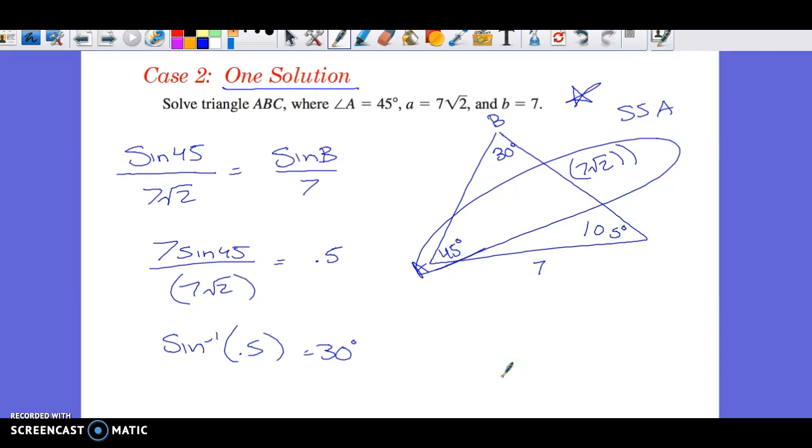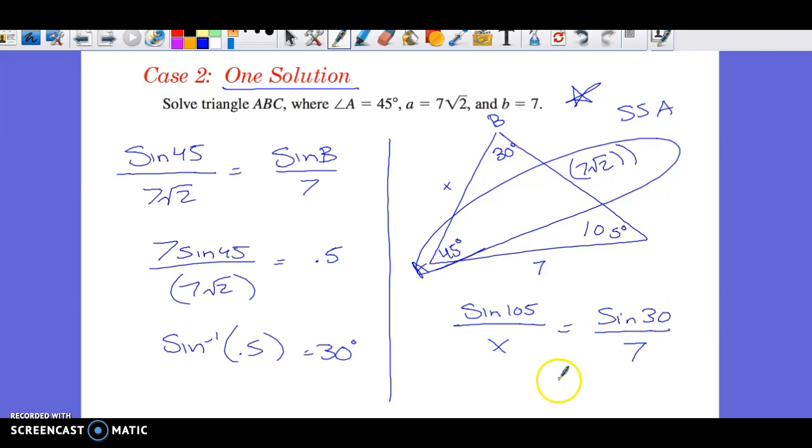And I could do another law of sines problem to actually find this missing piece. Sine of 105 over x equals sine of 30 over 7. I could still use sine of 45 over 7 radical 2, it doesn't matter. Once you cross multiply, you should get 13.5. And now we're going to check our work.